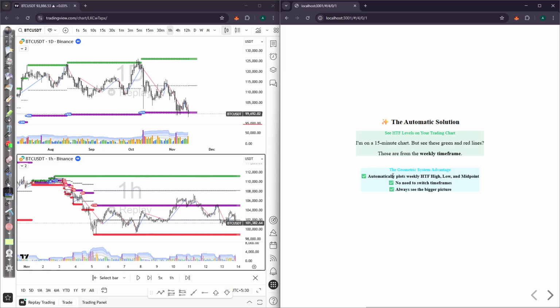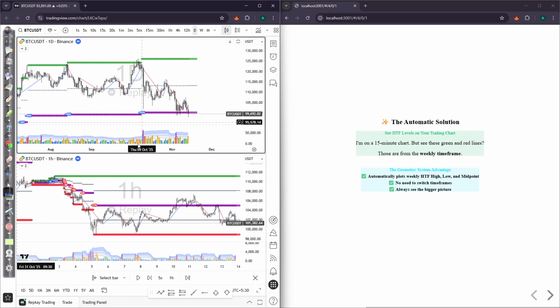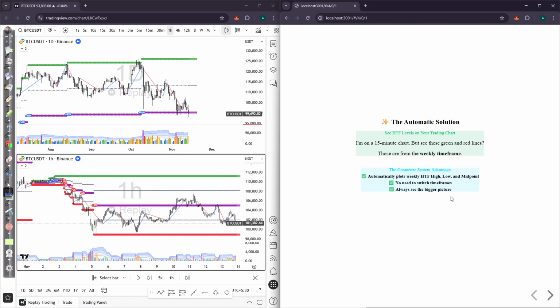It automatically plots weekly HTF high, low, and midpoint. So by default, we don't have to switch to different time frames. Okay, it automatically does that. But if you want a bigger, higher time frame context, for instance, if you want to apply the daily time frame context to 1 hour time frame, then you can create a separate chart, put daily time frame here, put 1 hour time frame here, and do the analysis. And our goal is to always see the bigger picture first.